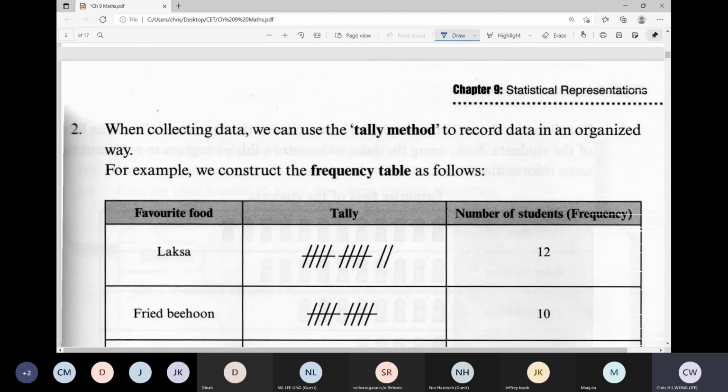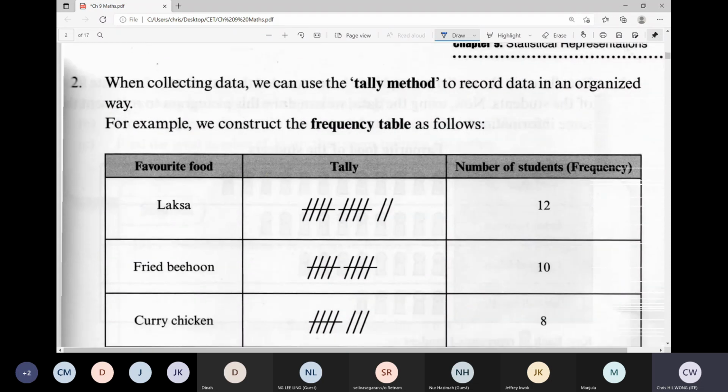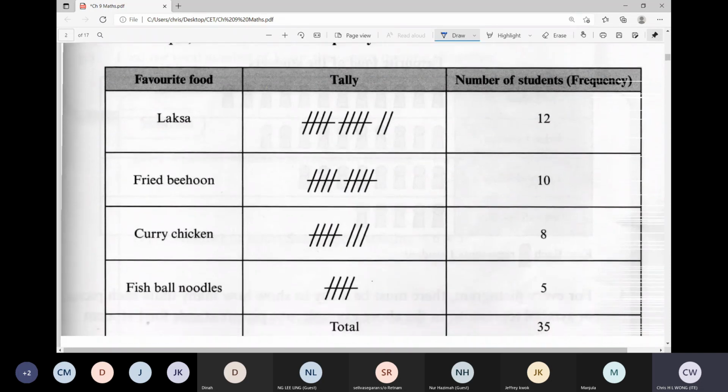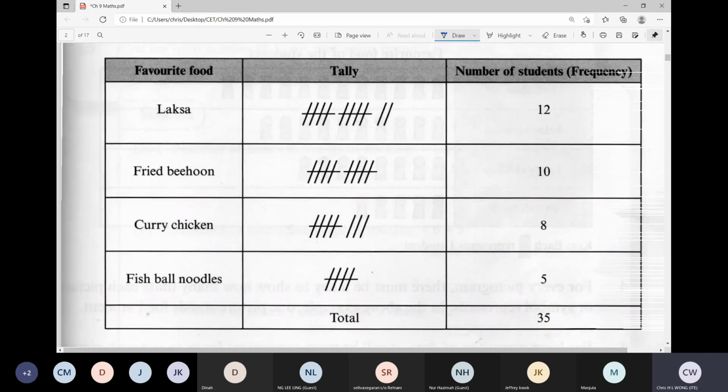When collecting data, we use the tally method to record data in an organized manner. If I want to do counting, sometimes it's very difficult to count 1, 2, 3, 4, 5, 6, 7, 8, 9, 10. So if they use a piece of paper, they will ask a question: do you like laksa? Yes, they put a line. If another person says yes, they put another line.